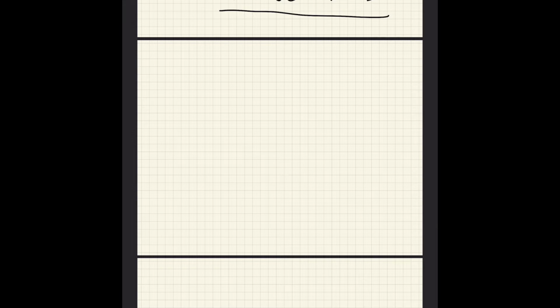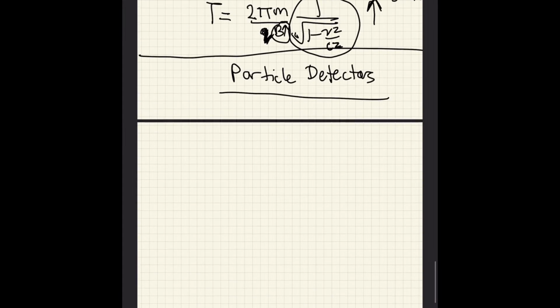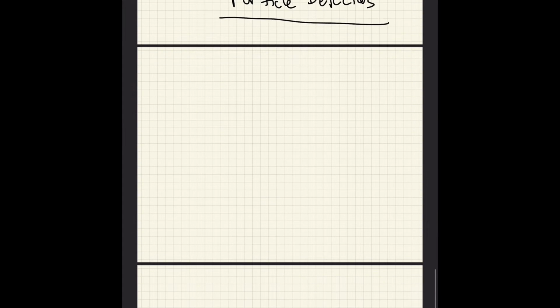Today we're going to talk about part 3 of the particle accelerator series, and today is going to be on particle detectors. Okay, so now how do we detect these particles? These particles usually have high energy because we accelerated them.